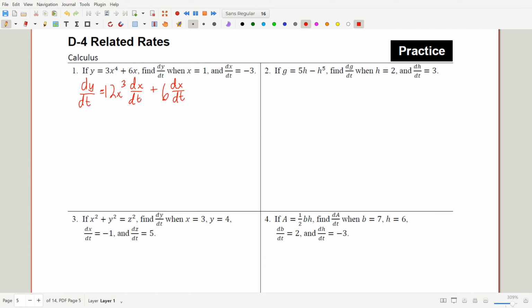This one almost looks like something where you're just going to put y prime, but that's not what you do there. It's dy/dt on that one. Once you've done that for all 4 of these problems, it's really just a matter of plugging in what you know and solving for what you don't know. Looking at number 4, the formula they gave us is A equals 1/2 bh.